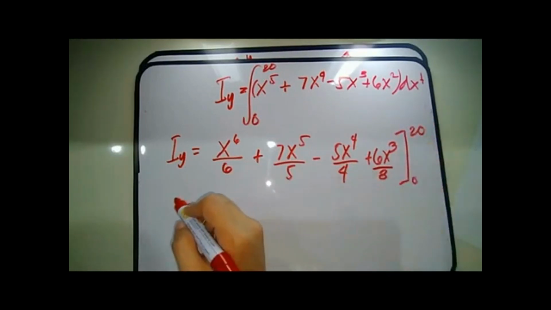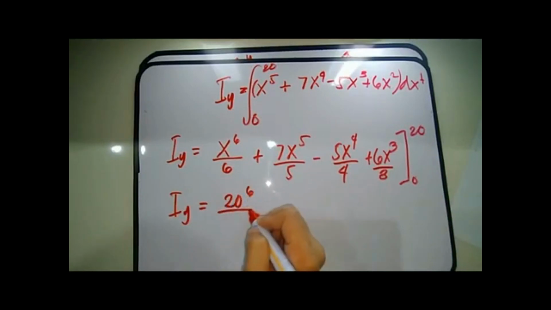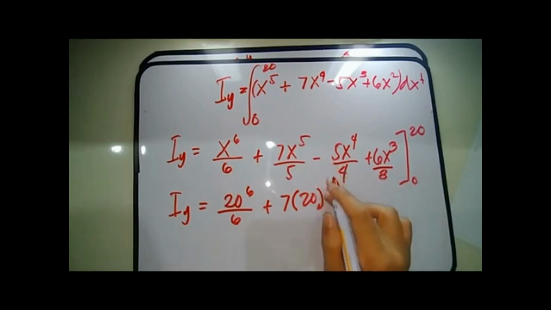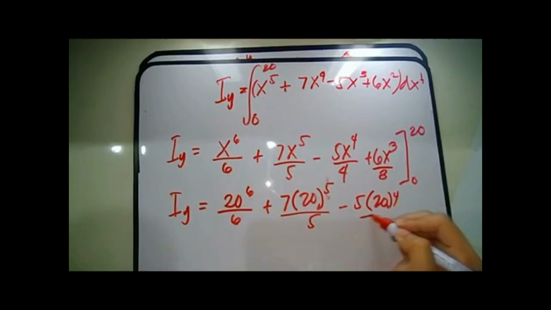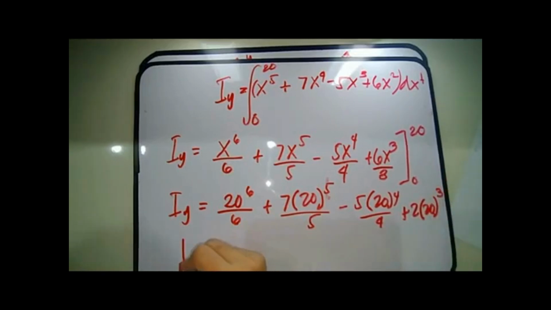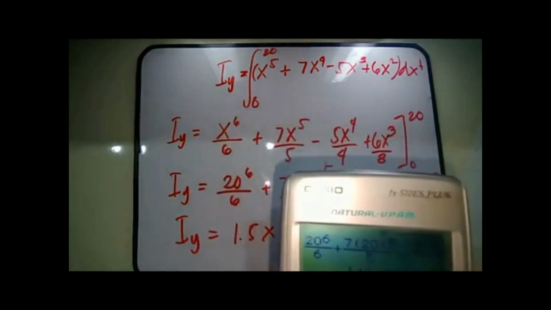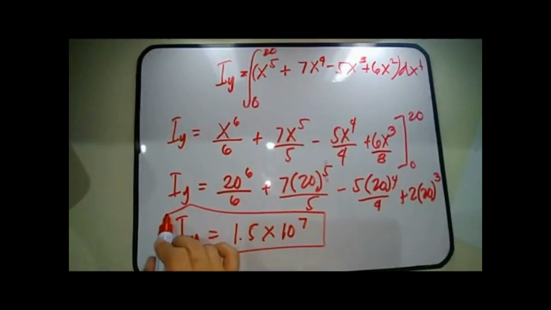Substitute yung 20. So, Iy equal, yung lower limit 0, so no need to subtract yung lower limit. So, 20 raised to 6 all over 6 plus 7 times 20 raised to 5 all over 5 minus 5 times 20 raised to 4 all over 4 plus 6 over 3, so 2 times 20 cubed. So, Iy approximately 1.5 times 10 raised to 7. So, ito yung final answer natin, guys.